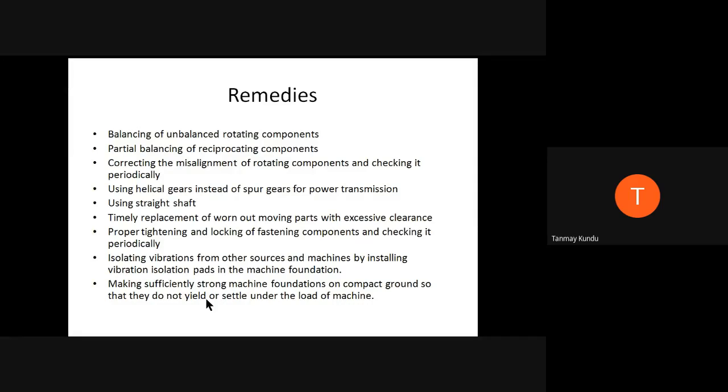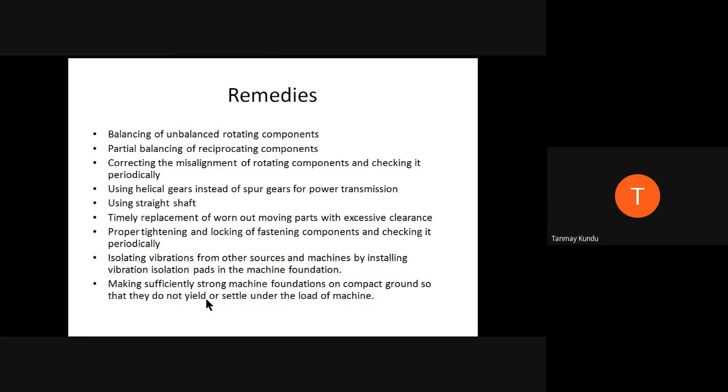Next, as I have told you earlier, vibration is generated from a bent shaft. So obviously as a remedy we should use a straight shaft. Next, timely replacement of worn out moving parts with excessive clearance. Those parts which are worn out and responsible for the vibration have to be replaced periodically. The periodic maintenance team will take care of those things.